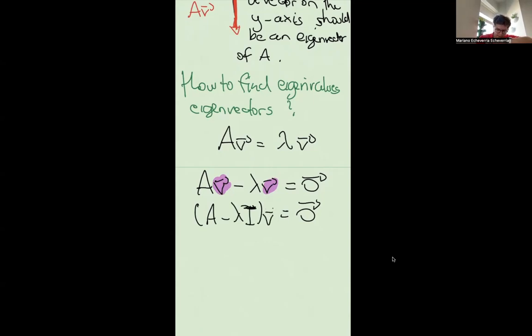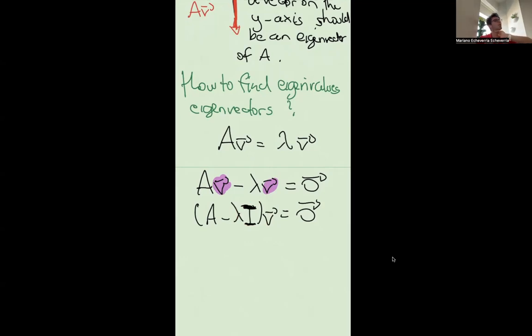The thing that may be a little bit confusing is why I am putting the identity here. That's just because if you don't put the identity, it's like subtracting a matrix from a number. You cannot do that. So for this to still make sense in terms of sizes, you just have to put the identity matrix, which you can always do, because putting the identity is like putting a one when you're doing multiplication. That's how that makes sense.